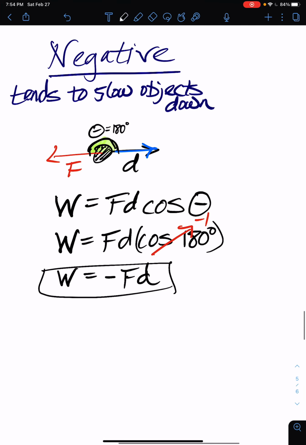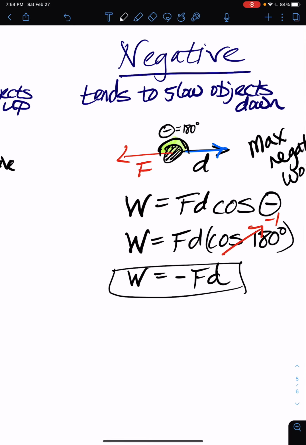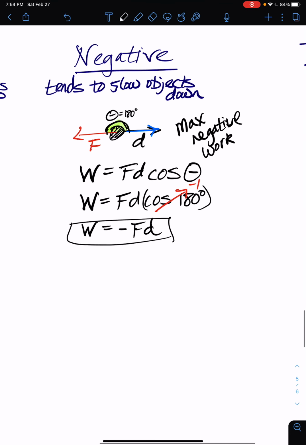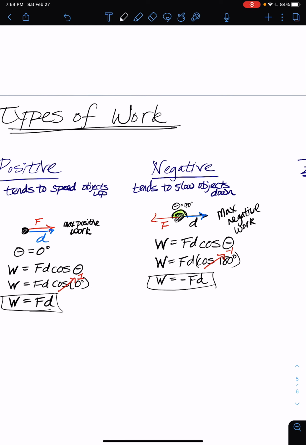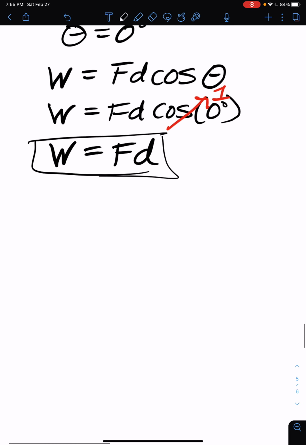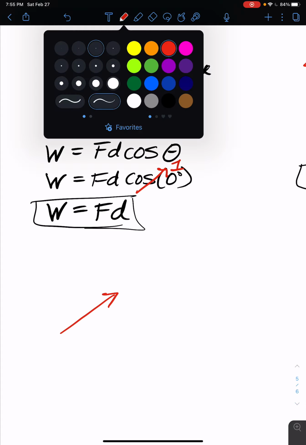And so this is an example of max negative work. Whoops. My V looks like a U there. Max negative work. I keep saying max negative work. What would be like partial negative work or partial positive work? That might be something like partial positive work, or positive work that's just not a maximum might be when you see something like this, right?